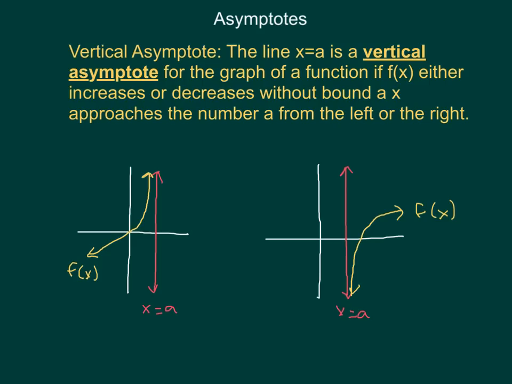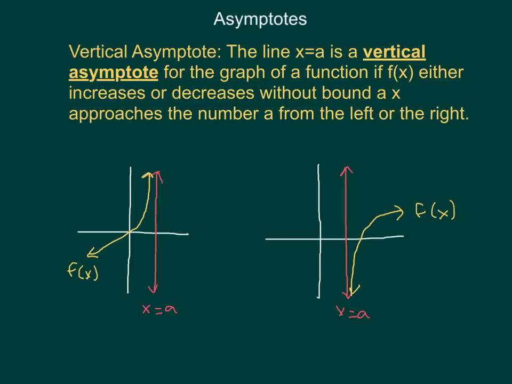Now let's start looking at asymptotes. Asymptotes are lines that the function begins to approximate. These asymptotes can be vertical, horizontal, or slant. We're going to start out looking at vertical asymptotes, and then we'll move on to horizontal and then to the slant asymptote. The first one, vertical asymptote: the line x equals a. So it's a vertical line. X equals a is a vertical asymptote for the graph of f of x if f of x either increases or decreases without bound as x approaches the number a from the left or the right.